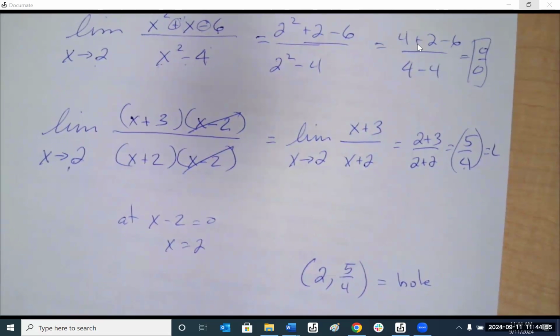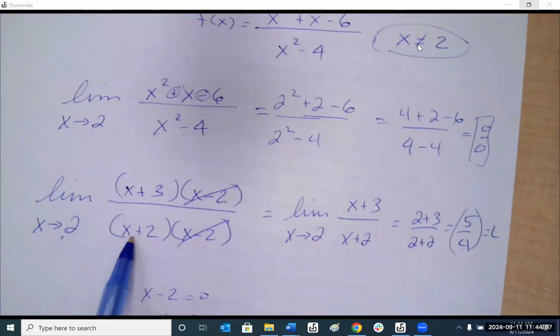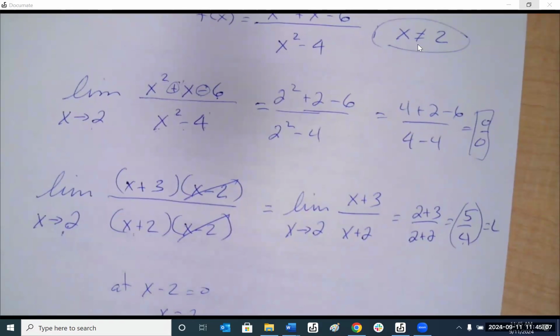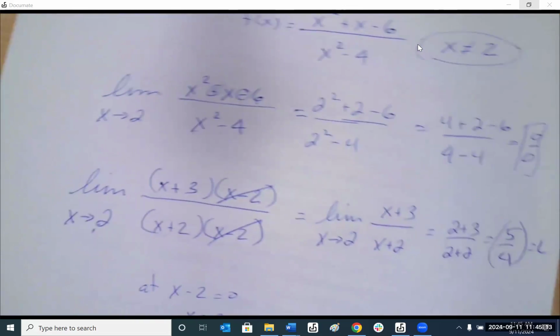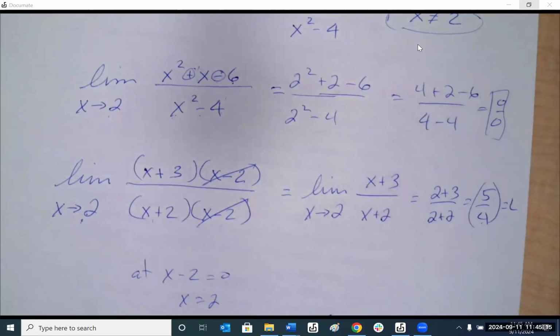So this graph has one vertical asymptote at -2, and it has a horizontal asymptote at 1. And that's what we're going to cover in the next section.